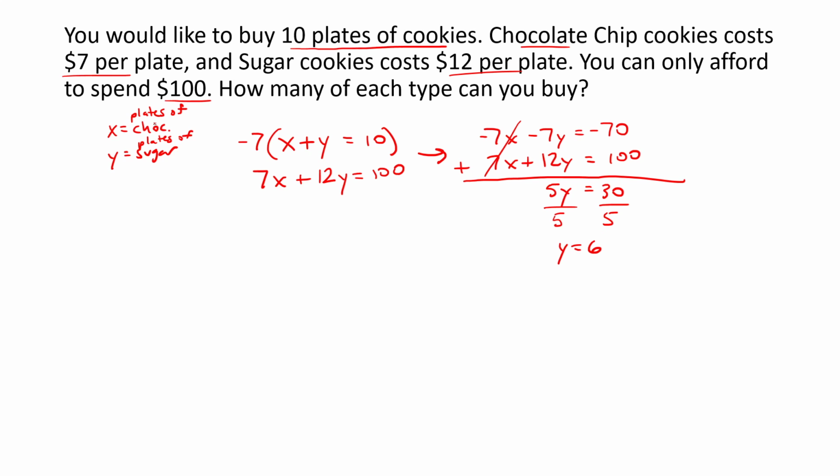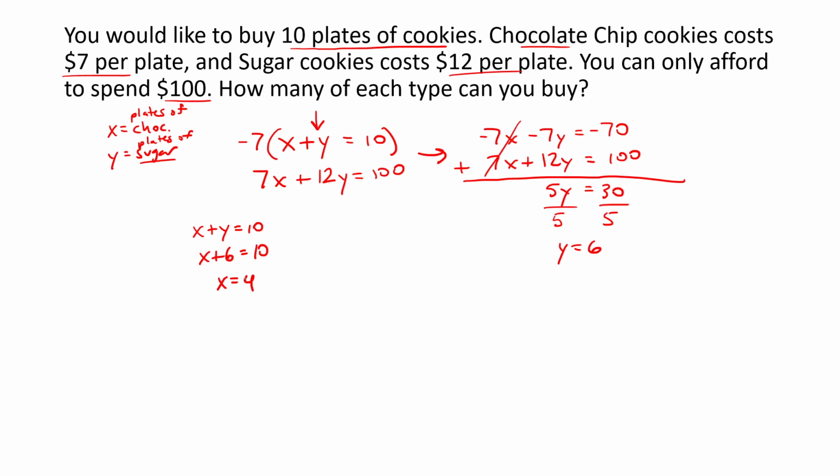So what do I know right now? 6 plates of sugar cookies. So now I just need to go back and figure out how many plates of chocolate chip. I could plug into either equation, but let's go back to this first one because that's real easy, right? x plus y equals 10. Well, now I know y equals 6. So without even doing any work, I know x is going to be 4.